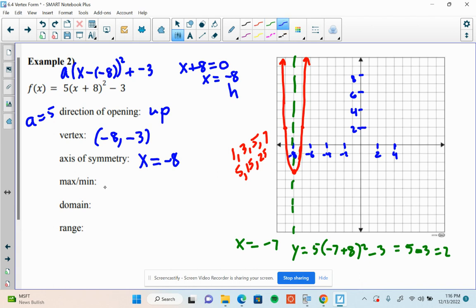We need to finish up the information over here. We don't have a maximum, we have a minimum value. We'll just abbreviate MIN for min. We have a minimum value of negative 3. The domain is all real numbers. The range is from negative 3 to infinity. And that is the end of 6.4 notes.